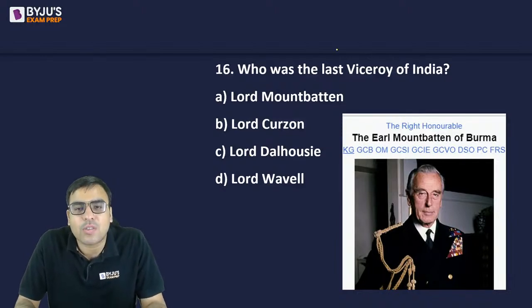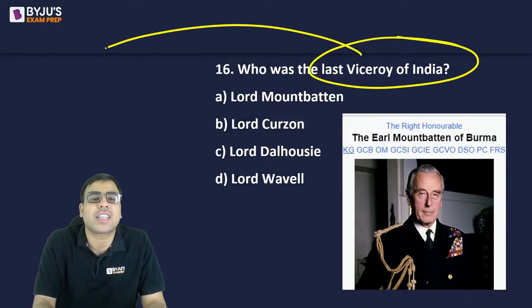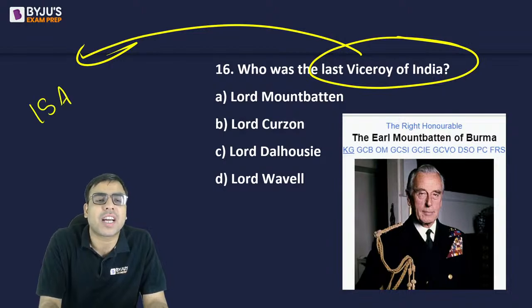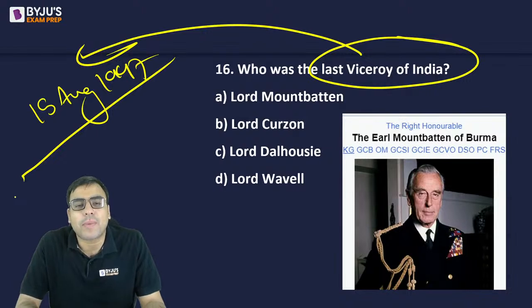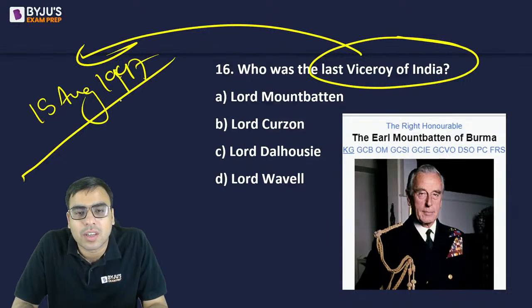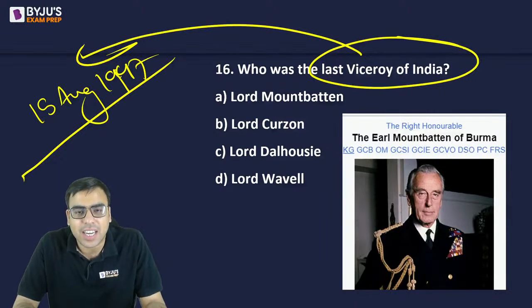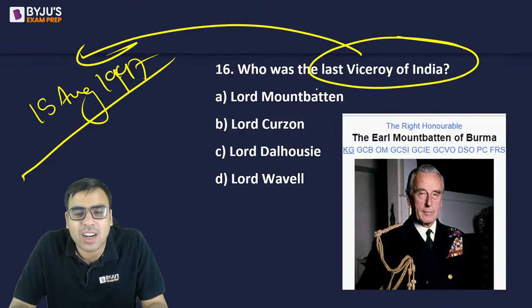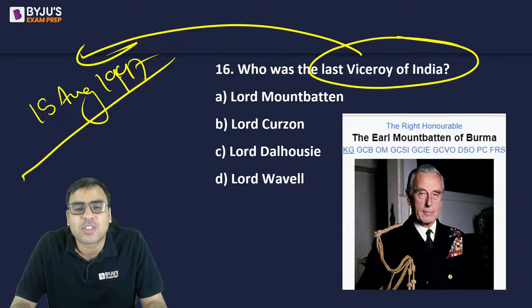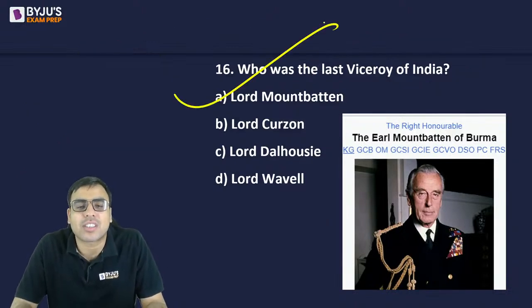Very good. Who was the last Viceroy of India? The last Viceroy when India was getting independence on 15th August 1947. Who was the Viceroy of India? Lord Mountbatten, Lord Curzon, Lord Dalhousie, Lord Wavell. I have given you the hint in the picture, and you should answer it very easily. When India was getting independence, the Viceroy of India at that time was Lord Mountbatten. So A is the right answer to this question.